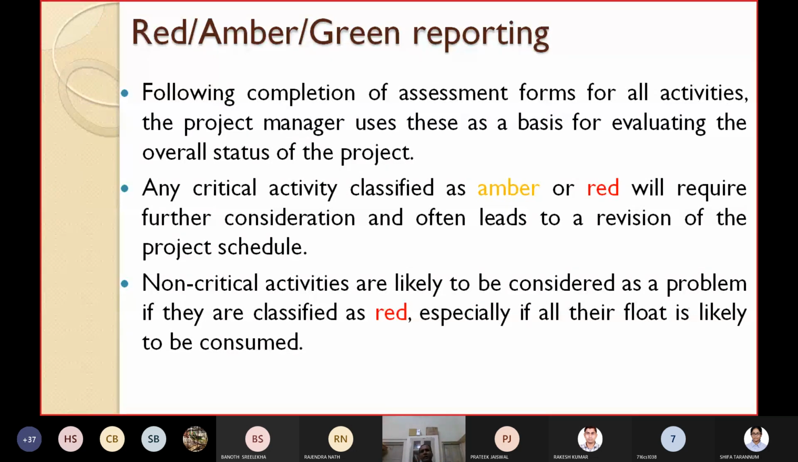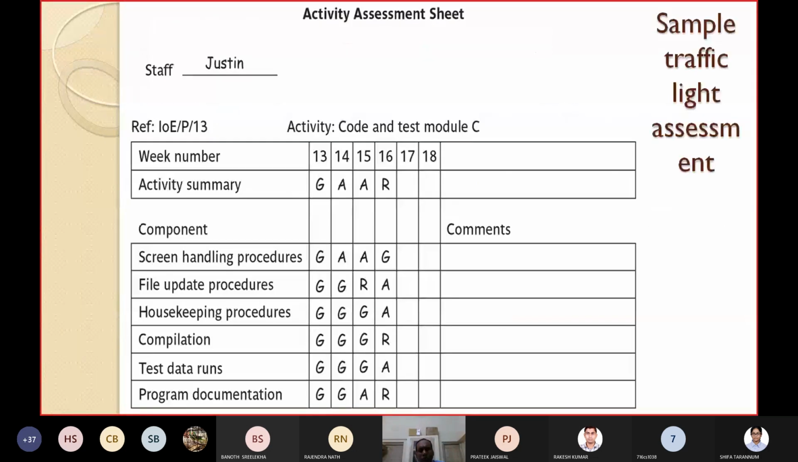This is an activity assessment sheet. You can say this is a sample traffic light assessment form. Here we write the name of the staff, then a reference number, activity code, and module. This sheet is for the activity coding and testing of module C. First we have the week number, then the activity summary: in the 13th week you are in green zone, no problem. In the 14th you are in the amber zone. That means you are just entering the critical zone, so you have to make some plan. A means it is not on target, but can be recoverable.